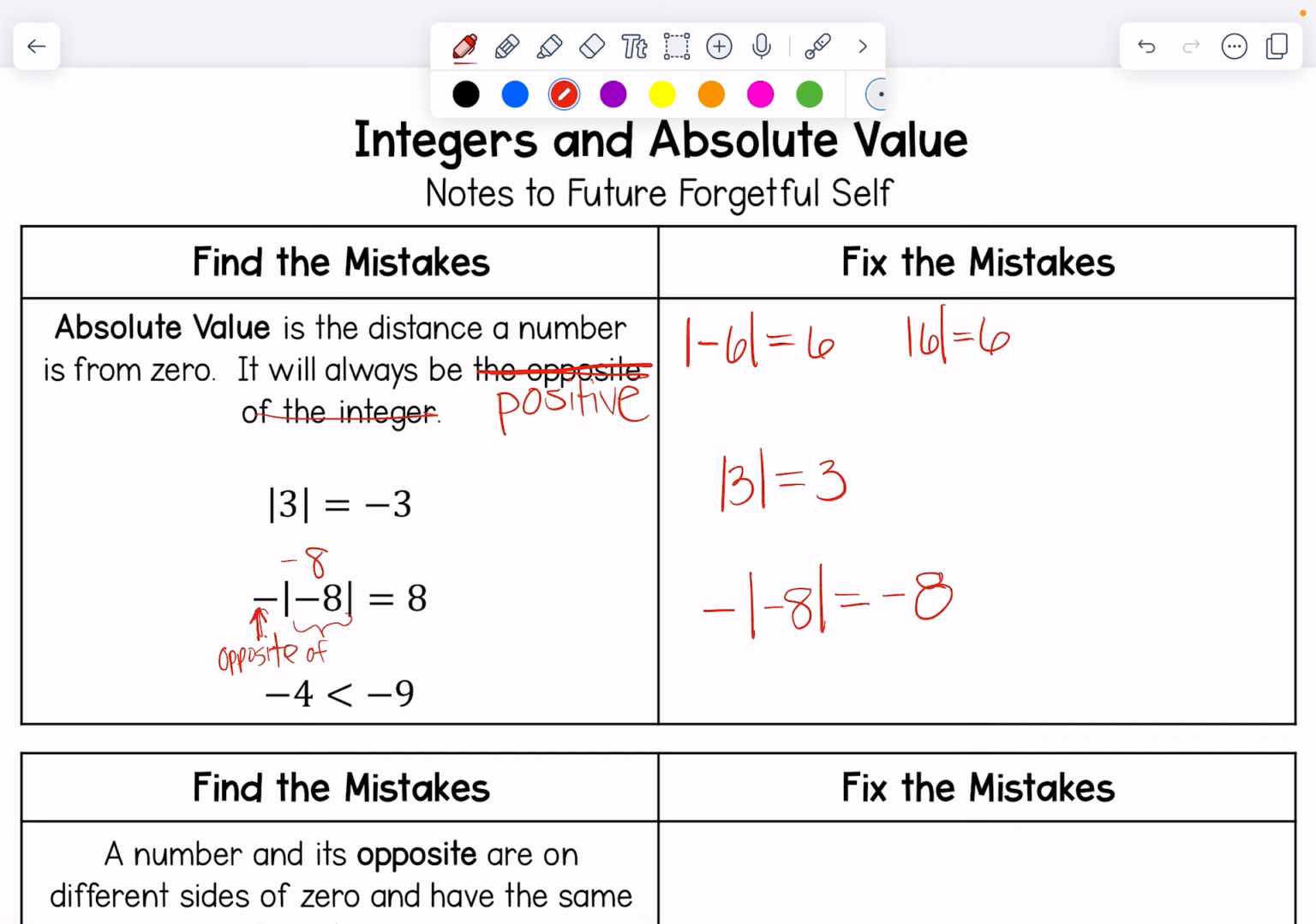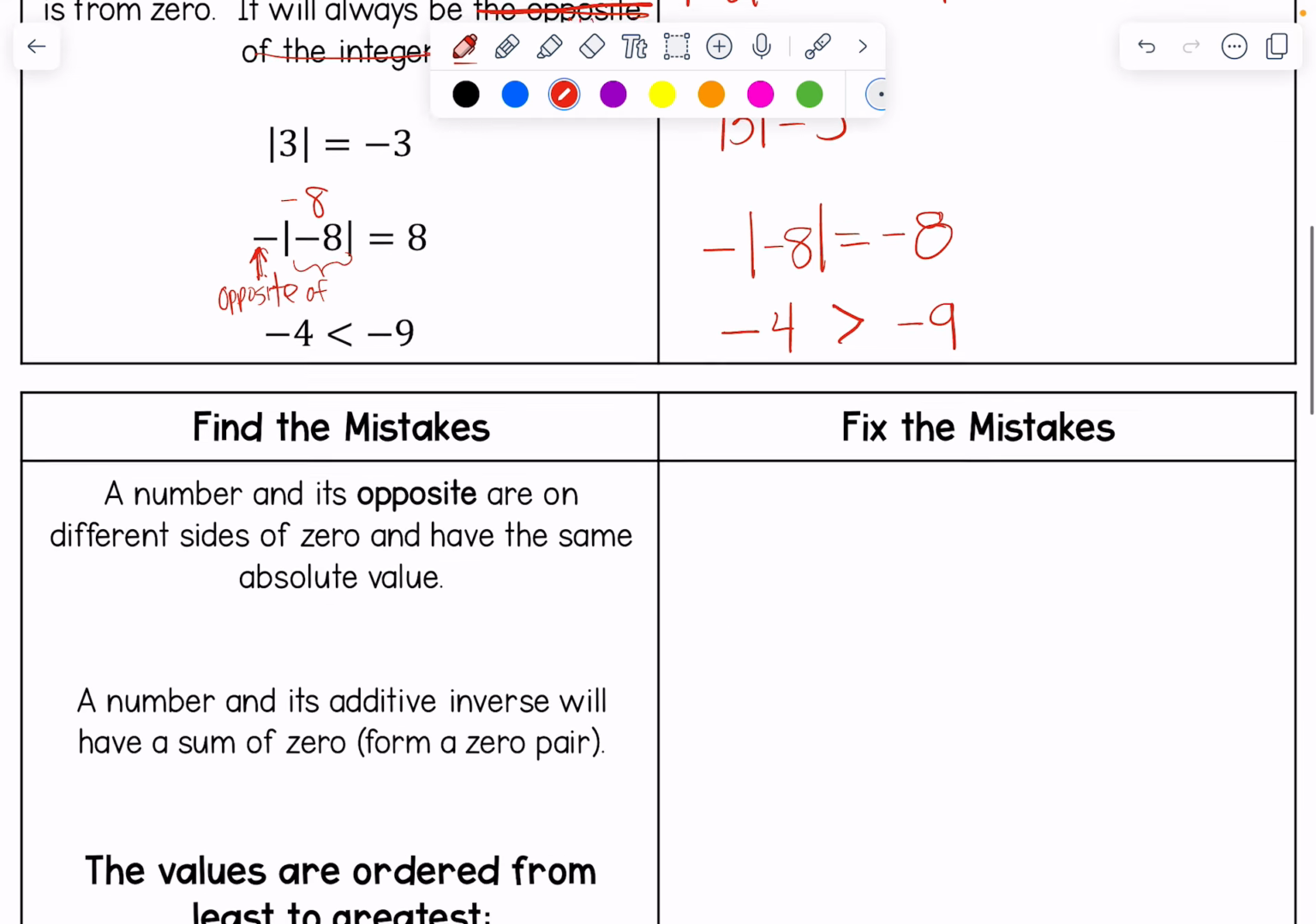And then on this last one, -4 is less than -9. When we compare -4 and -9, if we think of a number line, -4 is farther to the right. Your greater numbers are going to be further to the right. So -4 is greater than -9.